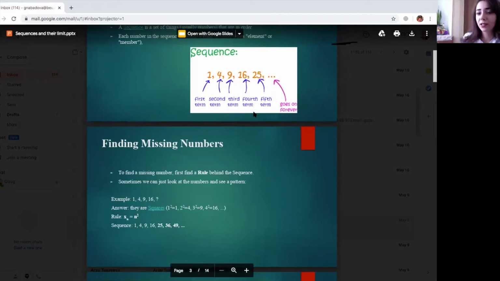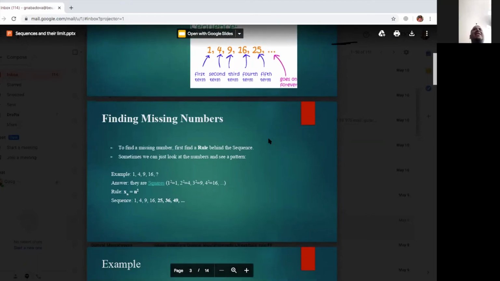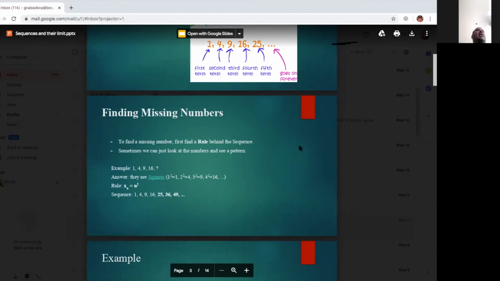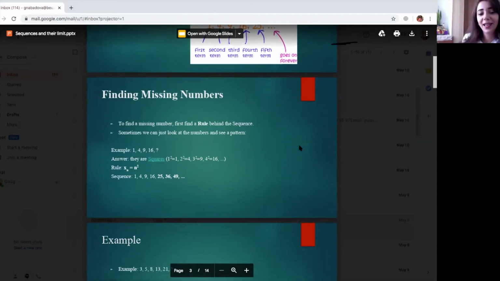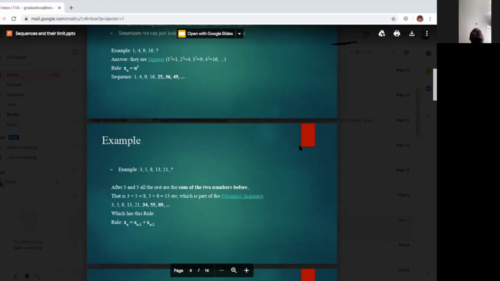They are squares. In English, please. Square. 1 square equals 1, 2 square equals 4, 3 square equals 9, and etc. Xn equals n square. Sequence 1, 4, 9, 16, 25, and etc.